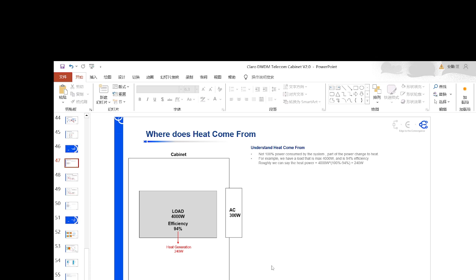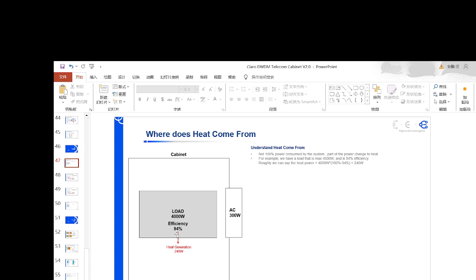Now, in many cases, probably you cannot find the efficiency number. So normally, for example, if it is telecom routers or DWDM devices, you can assume one very conservative number, for example, 90% or something. Based on that, you calculate the heat generated. Okay.